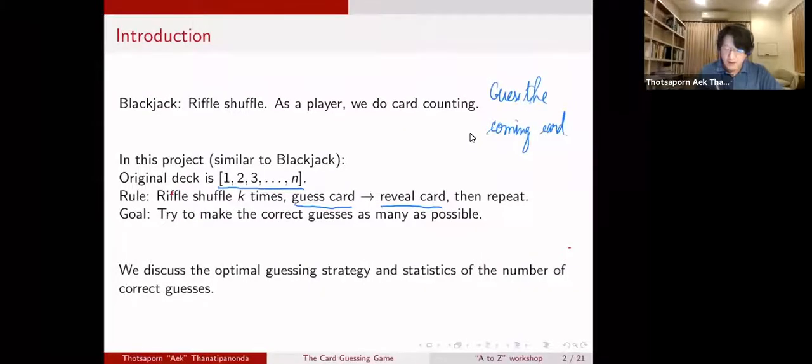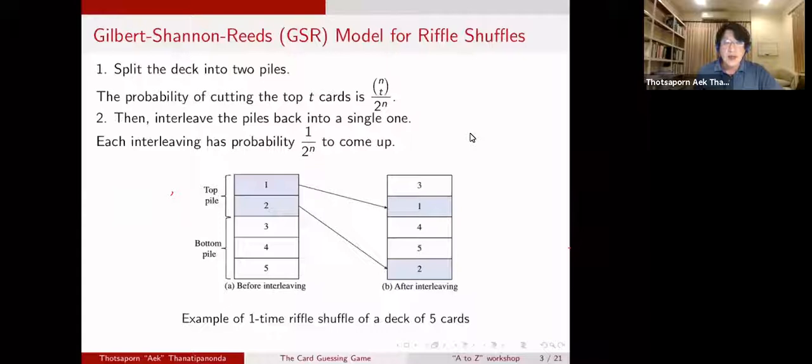First, we mention the riffle shuffle. This is the standard model that mathematicians use. You have a deck of cards 1 to n. First you split it into two piles. You pick the top pile with t cards with probability n choose t over 2 to the n, where t runs from 0 to n. So the total probability is 1. Once you separate the top pile and bottom pile, you do the riffle shuffle by interleaving them back together, like in the picture.